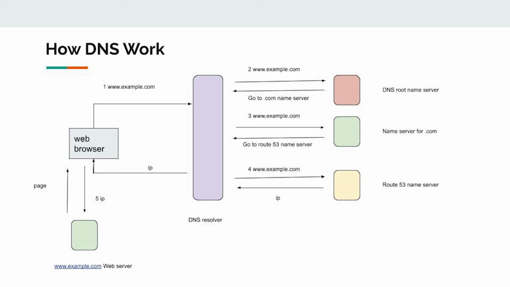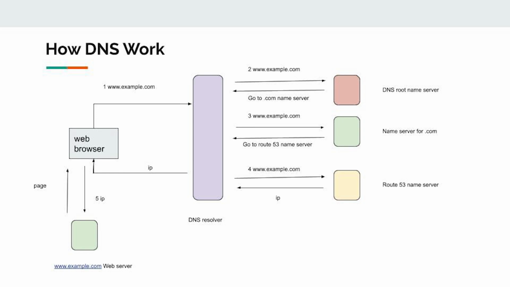Step 2. The DNS resolver forwards the request to the DNS root name server. It responds with an IP address of a .com name server. Step 3. The DNS resolver forwards the request to the .com name server. It responds with an IP address of a DNS server of the site, such as Route 53 server.